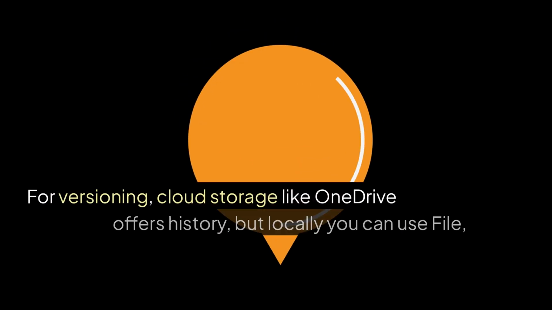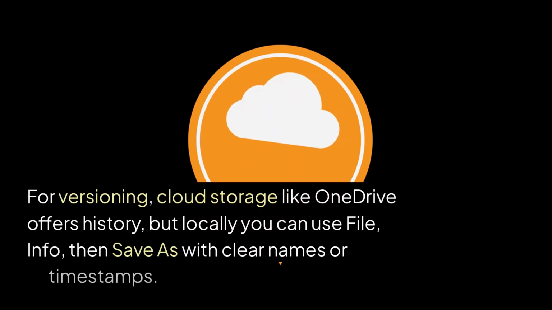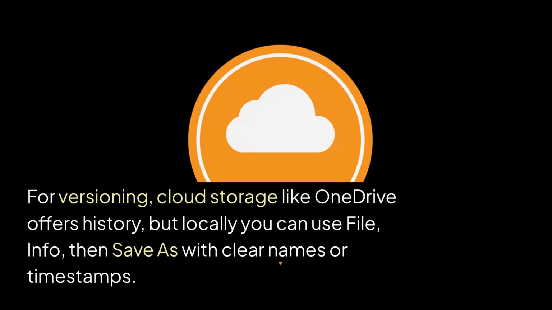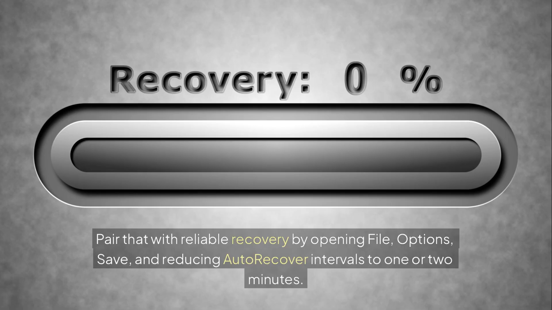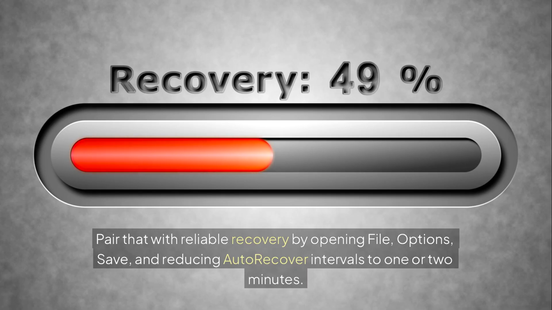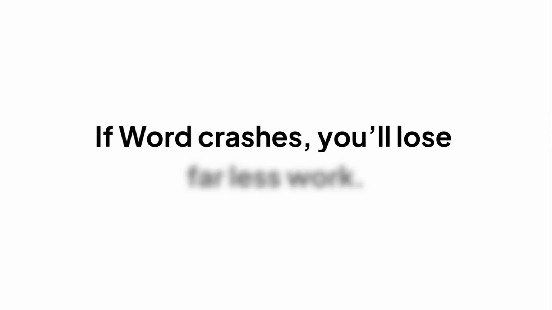For versioning, cloud storage like OneDrive offers history, but locally you can use File, Info, then Save as with clear names or timestamps. Pair that with reliable recovery by opening File, Options, Save, and reducing auto-recover intervals to 1 or 2 minutes. If Word crashes, you'll lose far less work.